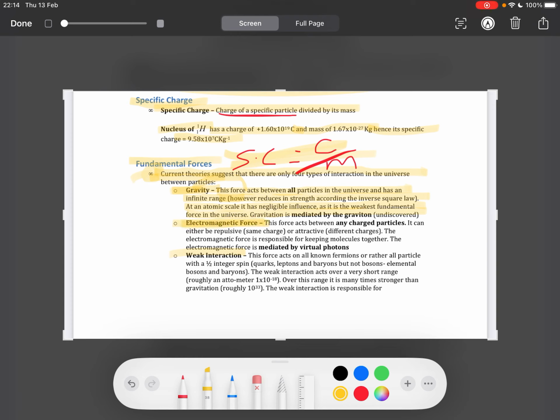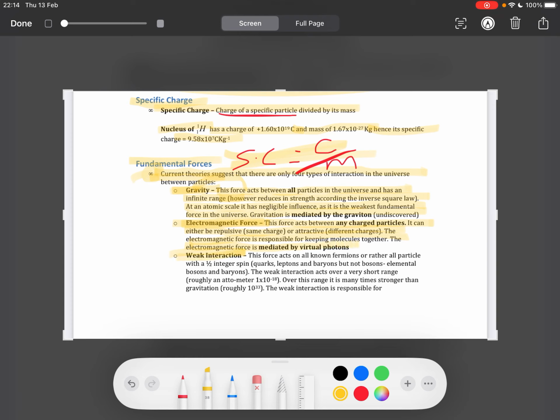What about the electromagnetic force? This force acts on any charged particles. It can either be repulsive, with the same charge, or attractive, with different charge. The electromagnetic force is responsible for keeping molecules together. The electromagnetic force is mediated by virtual photons.